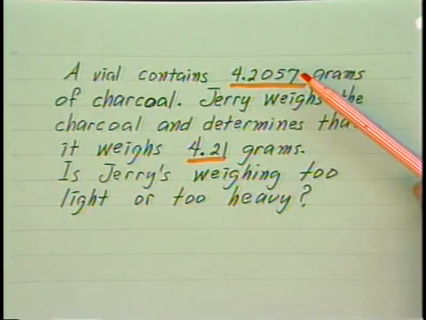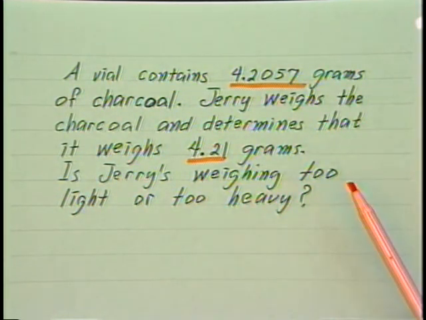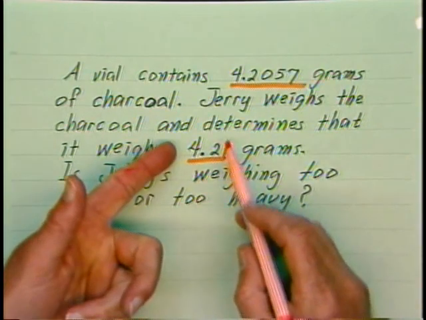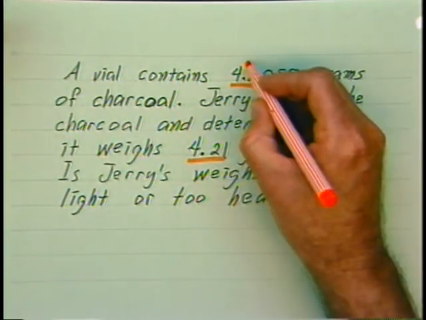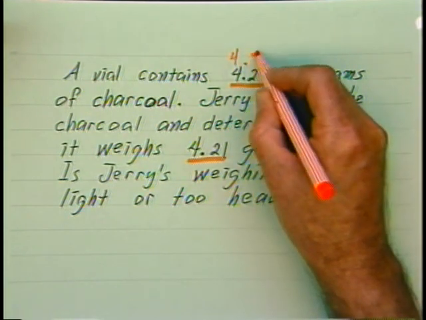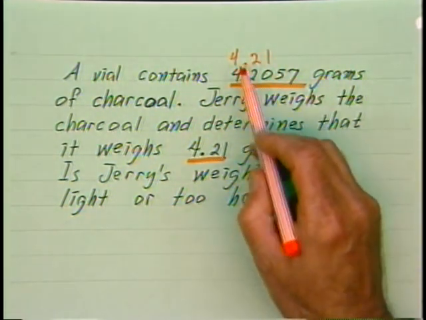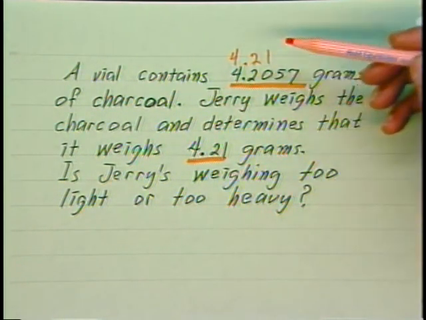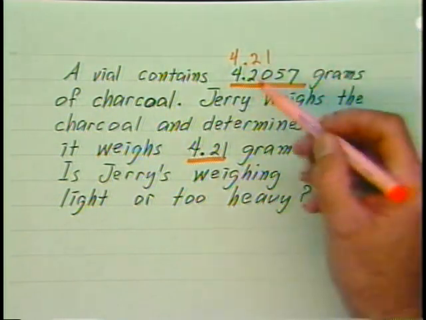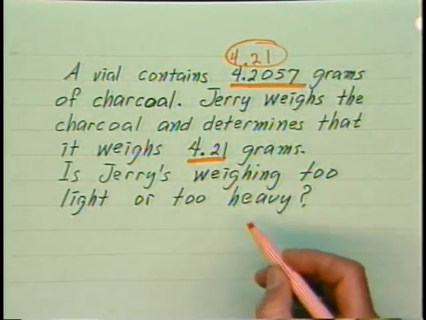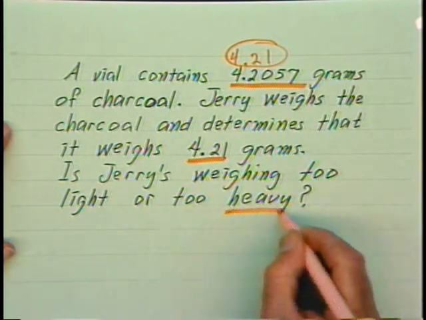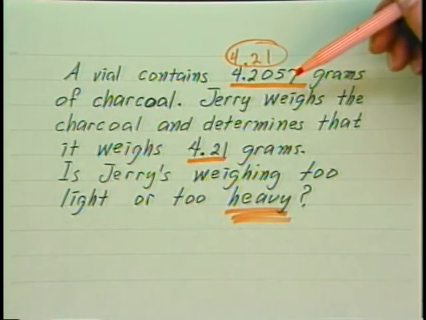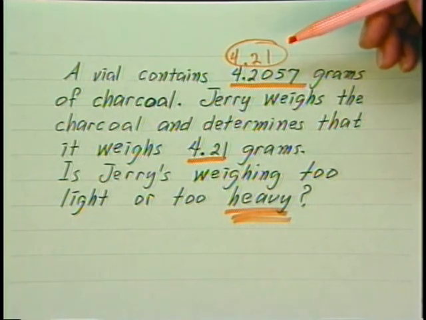Now, if this is correct, is Jerry weighing too light or too heavy? If we want to compare this, we're really asking, is this smaller than this or is this greater than this? What I'm doing on paper, ultimately we just do mentally, lining up the decimal points, that is the decimal place. We can see they're the same here, they're the same here. Then this is the first one that's bigger than this one, so this is the larger number, so Jerry is weighing too heavily.